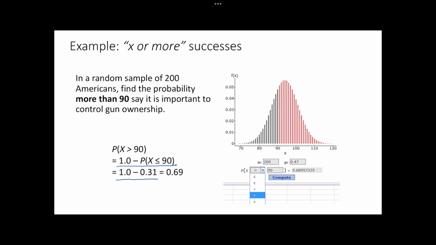Now we can also do this directly in StatCrunch by just changing our inequality here to a strictly greater than. Okay? It's important that you read the question carefully. This says more than 90, so that means that we're not including the 90. So we want the strict inequality greater than 90. And then we'll click compute, and out pops our answer, 0.69.